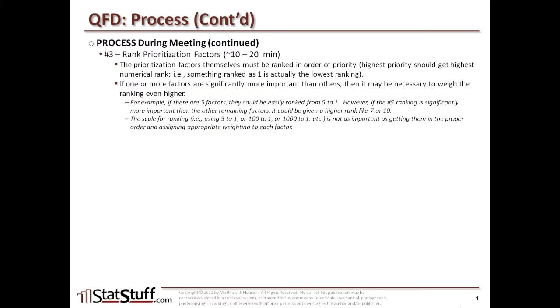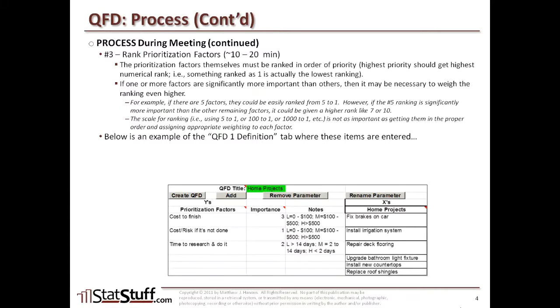So let me give an example of how you'd build these. In the tool template that I have available on the website for this QFD, there's a QFD1 definition tab, and that represents these items here as an example of what it might look like. We've got a couple of prioritization factors on here, actually 3 of them listed as Y's off to the left-hand side where it says prioritization factors. The items are the cost to finish, the cost or risk if it's not done, and the time to research and do it. This is as if maybe you're doing a QFD exercise for home projects.